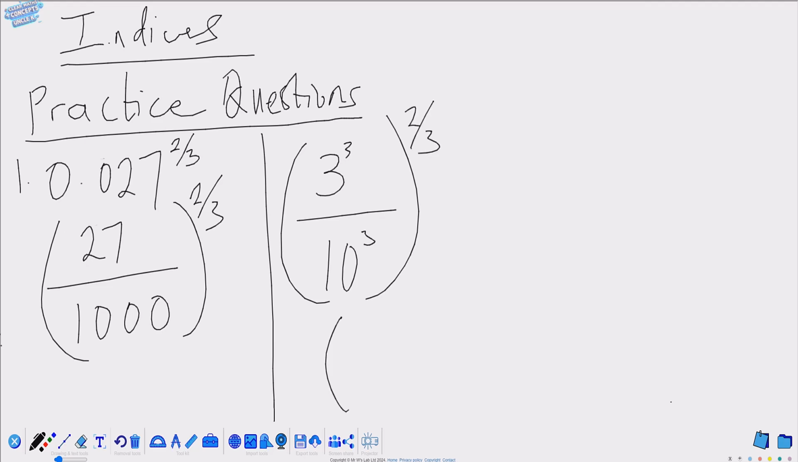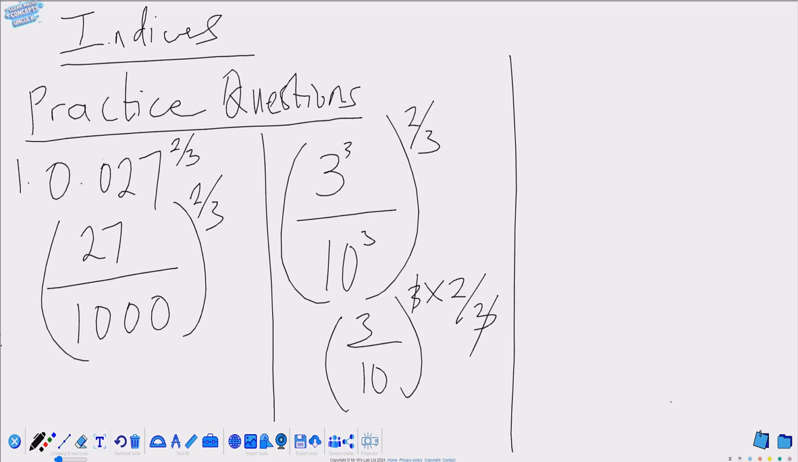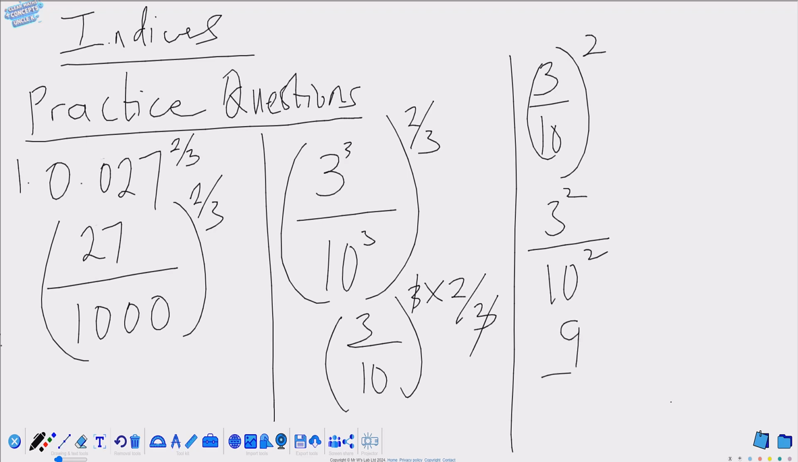So 3 is common as power, so you bring it out. This will multiply whatever is already outside there. This cancels this. So this will be 3/10 all raised power of 2. So which is 3 raised power 2 over 10 raised power of 2. So that would be 9/100. So that's that. So I'll clear the board and then we go to the next question.